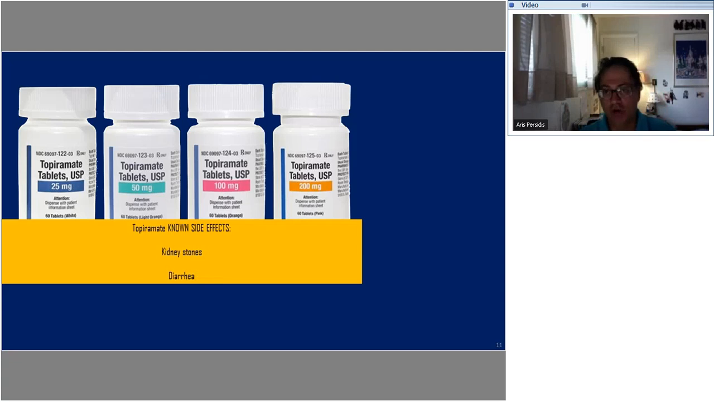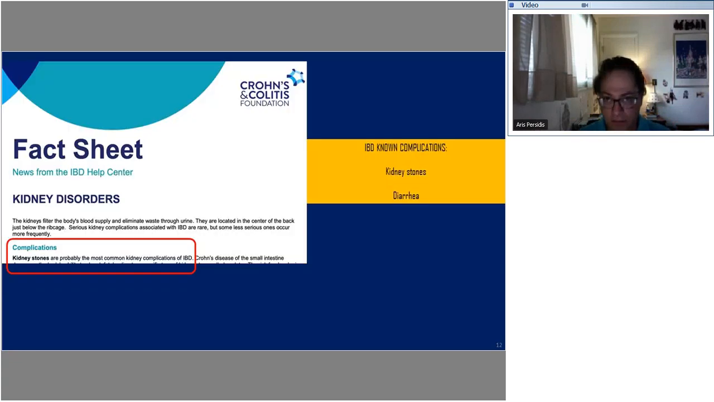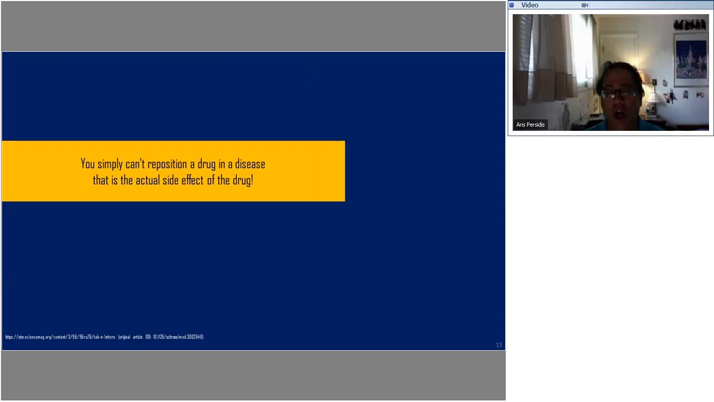There is a problem, though, and that is that on the label of the drug itself, the known side effects of this anti-epileptic drug are kidney stones and diarrhea. If there are any people in the audience with a medical background, the red light should be flashing at this point in time. So let me make it crystal clear. In Crohn's disease, the biggest complications are kidney stones and diarrhea. What this approach says is, I found this drug to put in this condition, but the side effects of this drug are the condition.